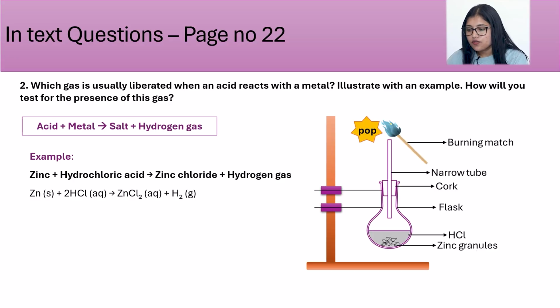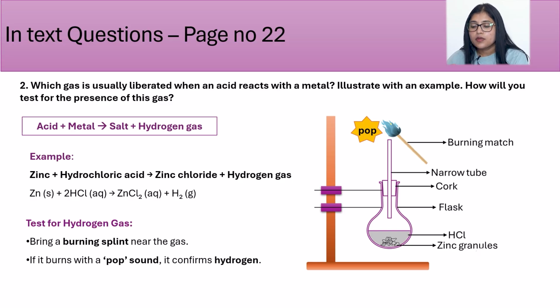And in order to test for this, we can conduct an experiment where we can react zinc with hydrochloric acid and we can bring a burning splint near the gas, and this gas will be put off with a pop sound which indicates the presence of the hydrogen gas.